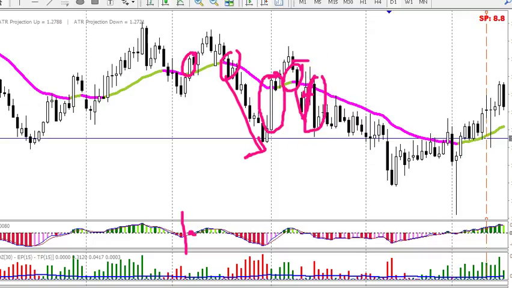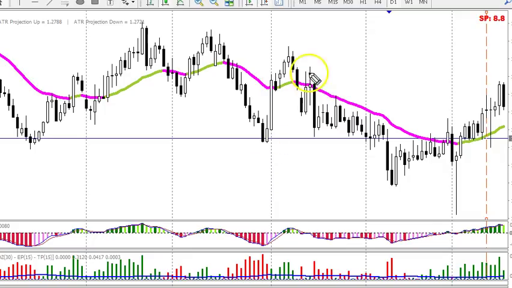Oh, I'm sorry. Let me just get rid of that. Since we have a pink here, there is no other early entry. This is not an early entry. This is in fact a continuation type of entry. So because it stayed pink, there is no early entry.